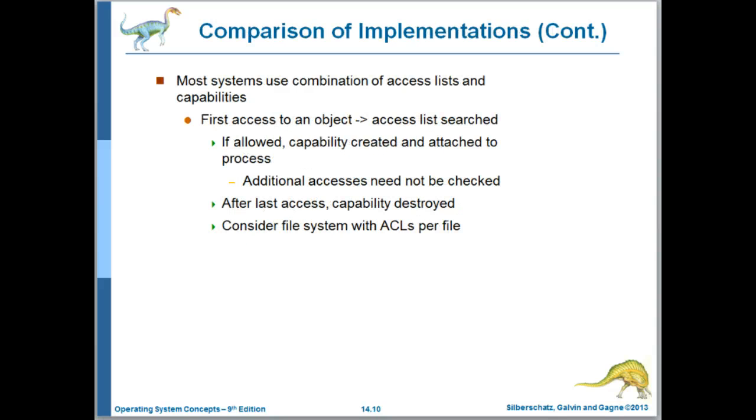So a hybrid approach is to use access lists, and then upon first access of an object, create a capability that's attached to the process, effectively caching the entry within the access list. Eventually, the capabilities need to be destroyed. Well, it's easy to do with the process. That can be done when the process terminates. But things could be a little complicated if it was desired to revoke the capability before the process terminated.